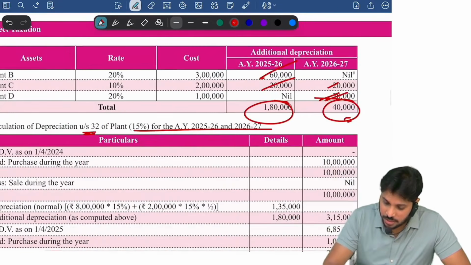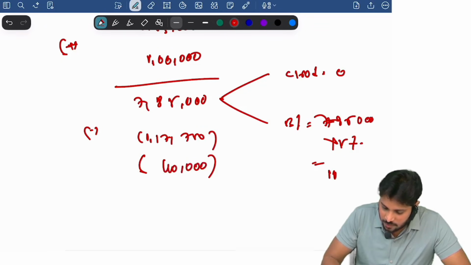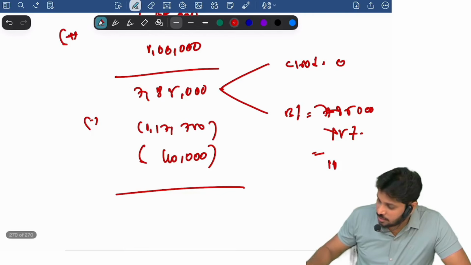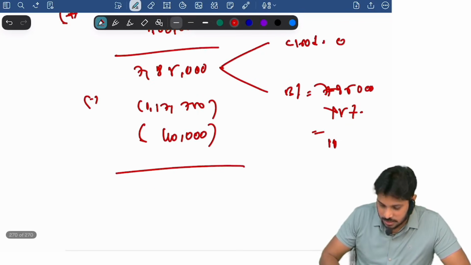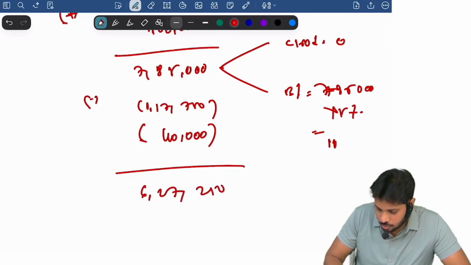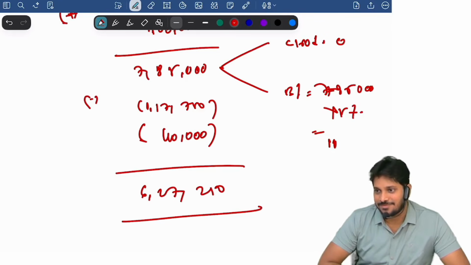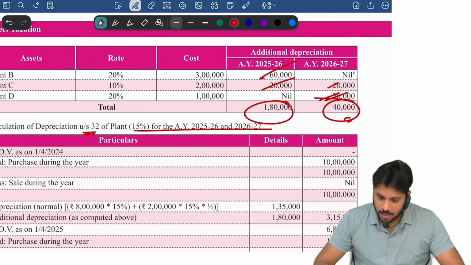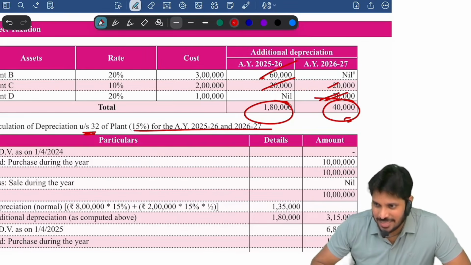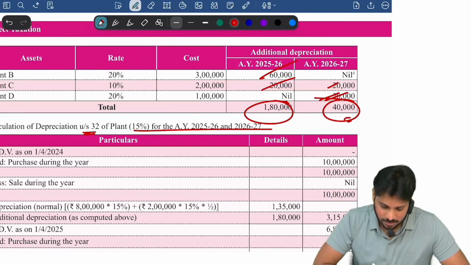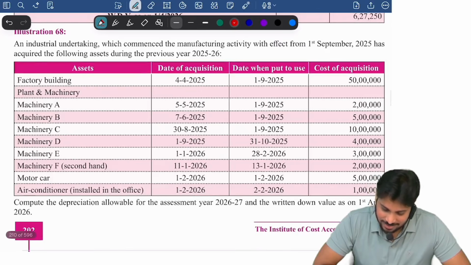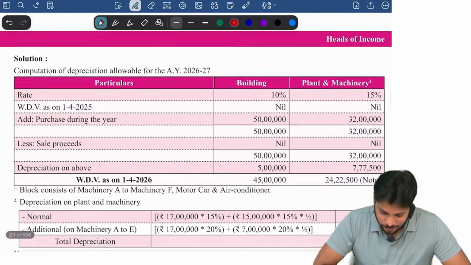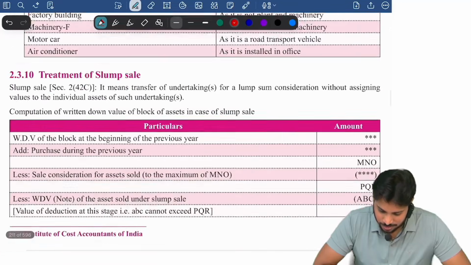How much is additional? 40,000. So total depreciation you will claim is 1,57,750. So what is the WDV? 7,85,000 minus 1,17,750 minus 40,000 is equal to 6,27,250. That is the answer. Correct? That's it. Clear? First what they did is compute additional depreciation. Then they computed normal depreciation, everything. Clear? Next. So much stuff again. So lengthy. Date of acquisition, date put to use, so much they gave. That's it. That is one more asset.